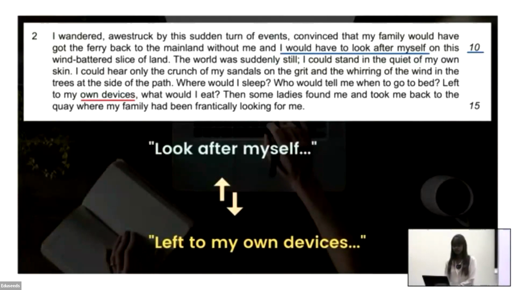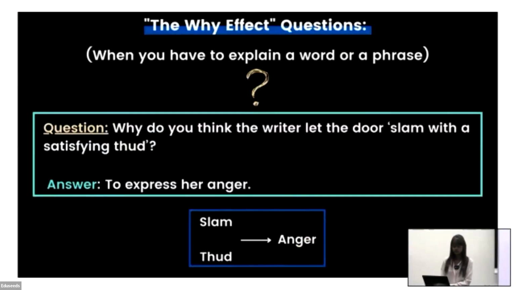Next we have the why effect question, where you have to explain a word or a phrase. The question starts, why do you think the writer let the door slam with a satisfying thud? Basically, they're asking you why, so you just give the reason. The reason the person slammed the door is to express anger. Slamming a door means they're expressing anger. So you just have to say, to express her anger.